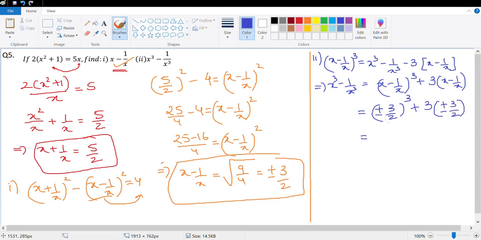Yes, that's correct. So 3 cube, that's 27. 2 cube is 8, not 4. 2 cube is 8, and plus cube is plus, negative cube is negative. Plus multiplied with plus will give me plus 9 upon 2, and plus multiplied with negative will give me negative 9 upon 2. Let's take LCM.